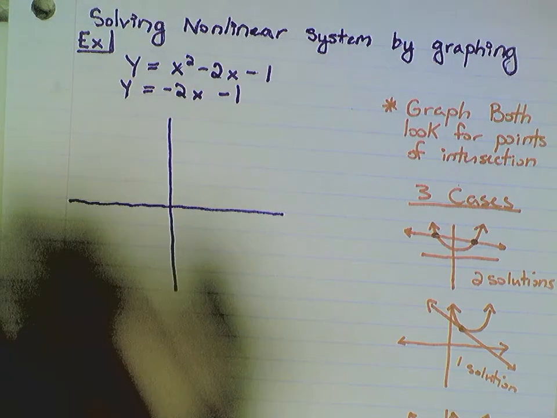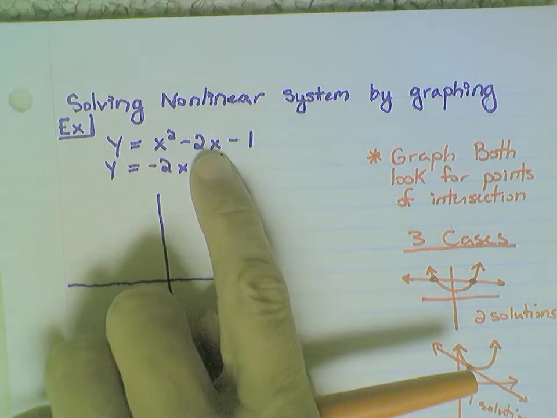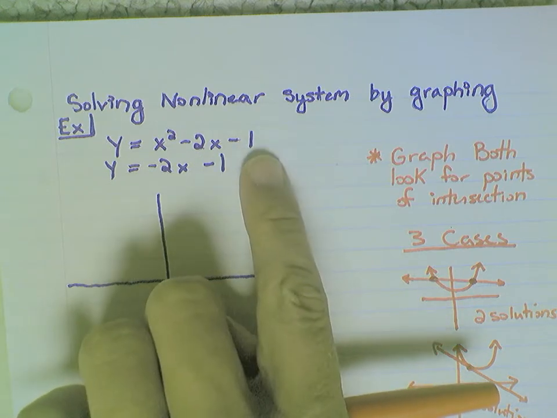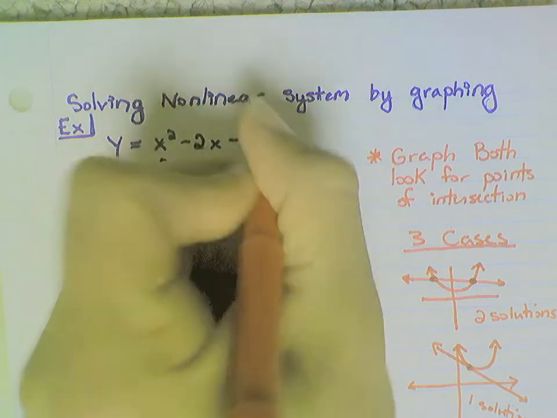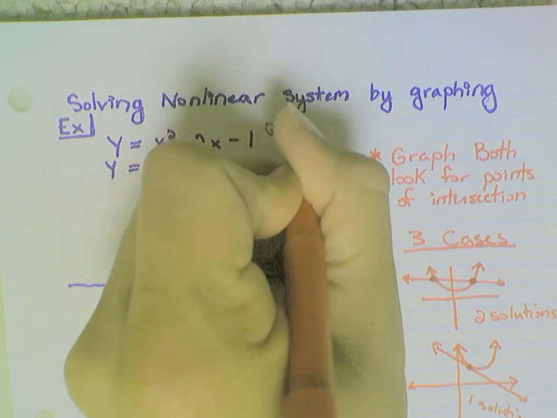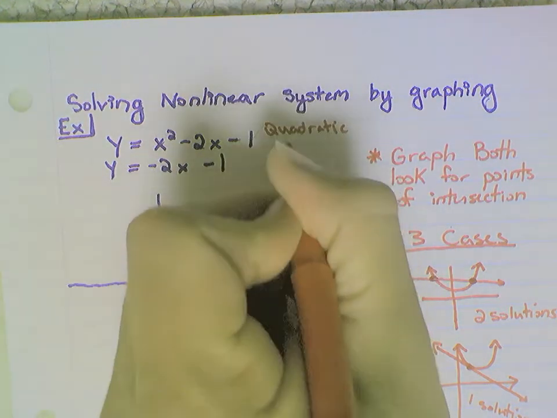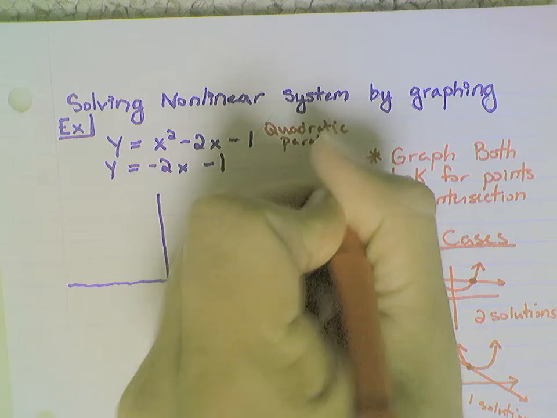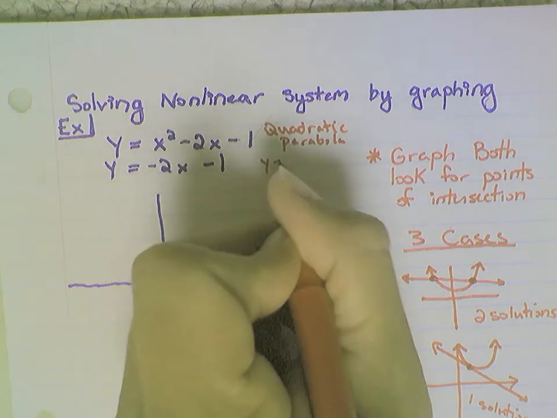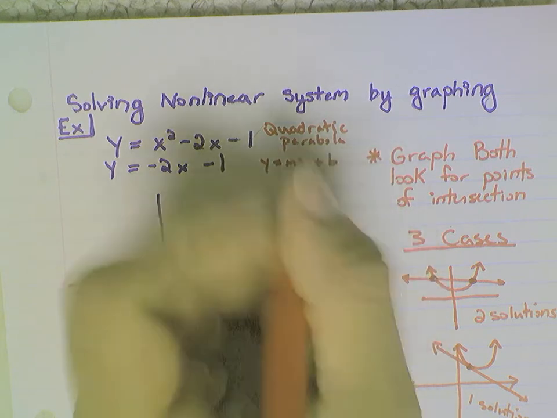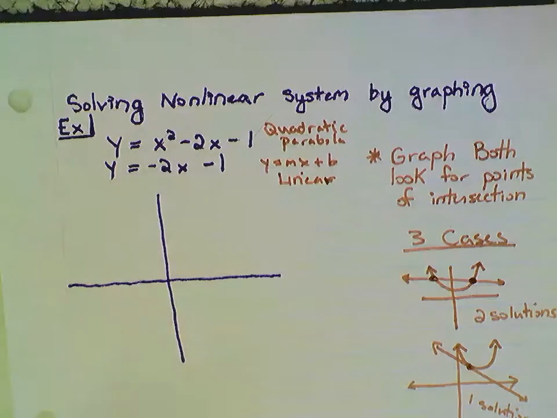Now, with the example that I have here, we have y equals x squared minus 2x minus 1, and y equals negative 2x minus 1. The first equation here is a quadratic equation because it's being squared, so this is going to end up looking like a parabola. And then the second equation here is of the form y equals mx plus b, so it's actually going to look linear and act more like a straight line.